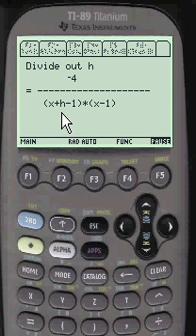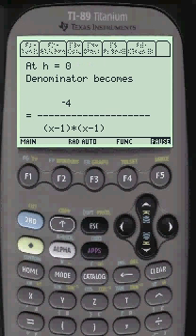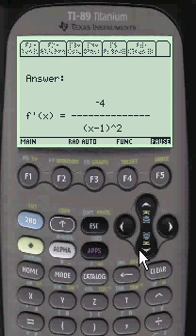We got an h here, so as h approaches 0, which is the limit of the original function, as h approaches 0, the denominator becomes (x minus 1) times (x minus 1). And so that turns out to be, the answer is minus 4 over (x minus 1) squared, okay?